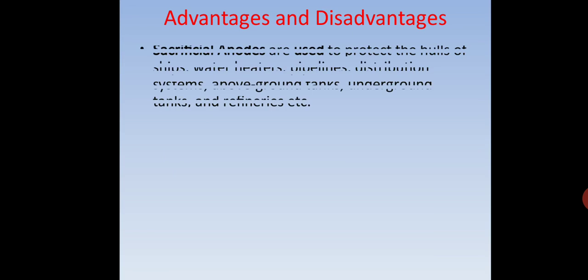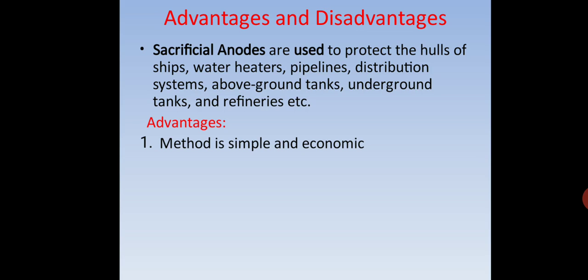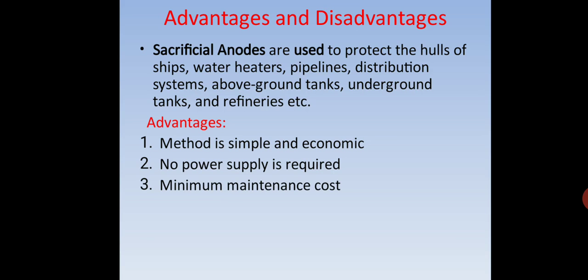So let us see some of the advantages and disadvantages of this method. Sacrificial anodes are used to protect the hulls of ships, water heaters, pipelines, distribution systems, above ground tanks, underground tanks, and refineries, etc. Now, what are the advantages? The method is simple and economic. No power supply is required. Minimum maintenance cost. Okay. So now what are the disadvantages? Loss of active metals, the only possible disadvantage of this method. So I hope the sacrificial anode method is clear to you.